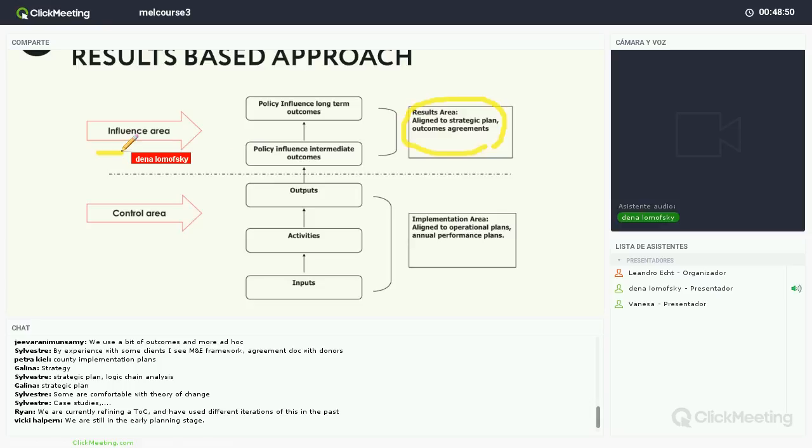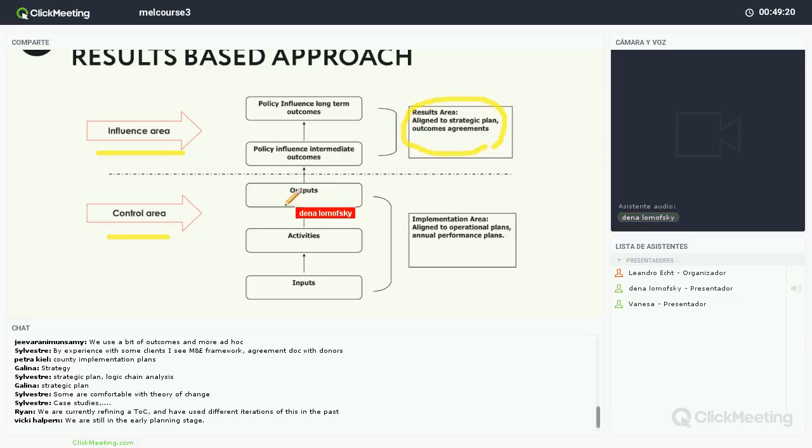That's why we call this the area of influence, and this the area of control. In the control area are your inputs, your computers, your people, your skill sets, and so on. Your activities, the kind of things you do. You run workshops, you do training, you do research. Your outputs, which could be a number of publications or certain strategies to influence particular agendas and so on.